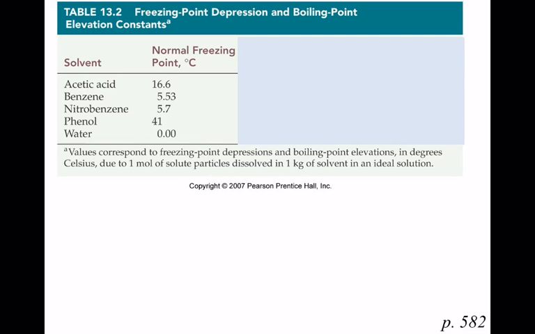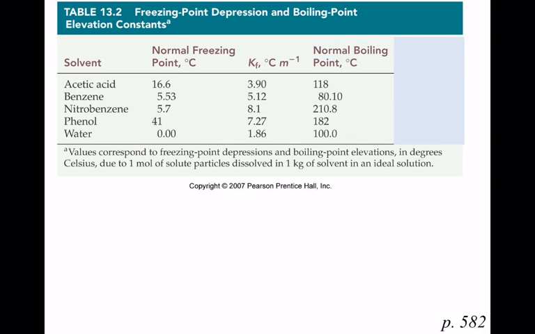So let's go ahead and, I can't remember where I'm going to stop. But these would be the solvents, and the normal boiling point and the freezing point depressions. Notice that, for instance, nitrobenzene is the most affected by the presence of a solute. And these are for the same substances, the temperature at which they normally boil, that's the third column, and then the last column is the boiling point elevation constants.